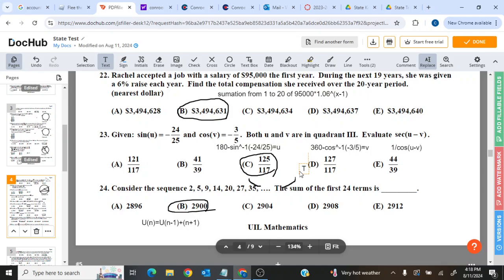And then you can do secant, or 1 over cosine of u minus v. Convert to a fraction, and you get 125 over 117.